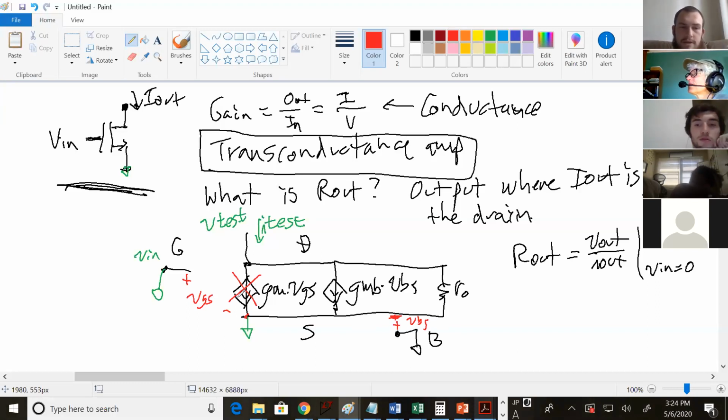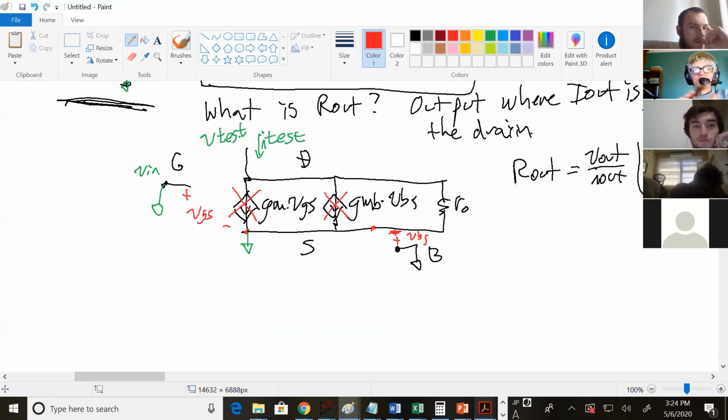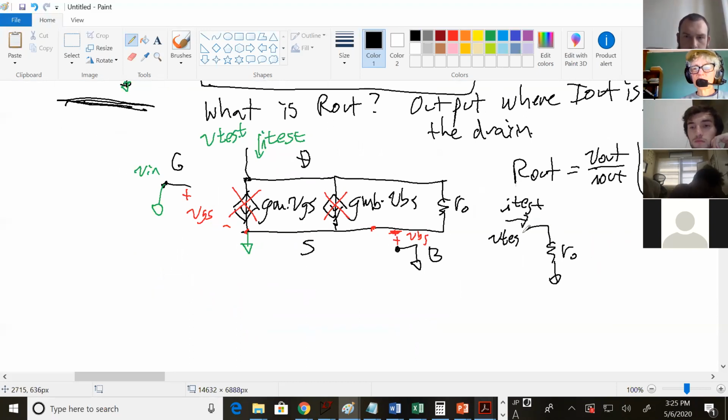The other current source goes away too because VBS is 0. The source is grounded and the bulk is grounded, so VBS is 0, so that goes away. And there isn't anything else you can simplify out. So what's left is you have RO to ground and you have I test and V test. And you really don't have to do any math.